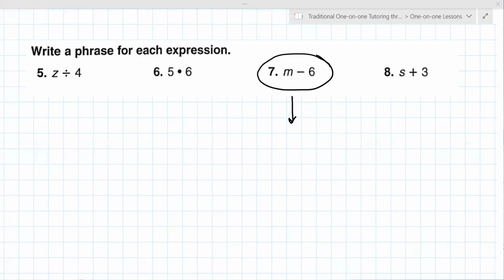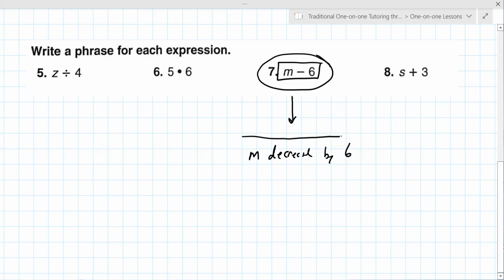7, M decreased by 6. Yeah, that is true. And you're trying to do it the more linear way where it's in order. You could say 6 less than M if you wanted to be consistent with how we did it in the previous one. Okay, do you got that down for number 7? Yeah. For number 5, I want you to use the word quotient.